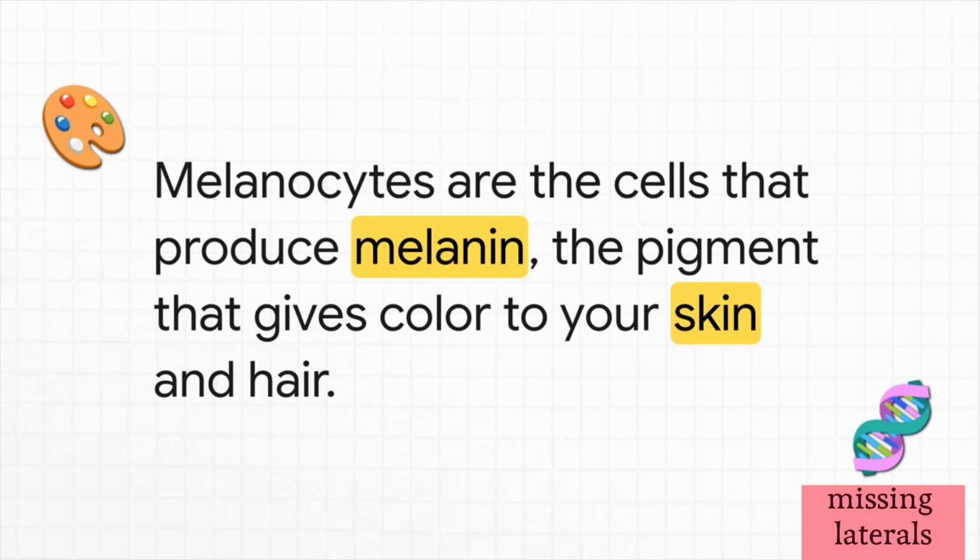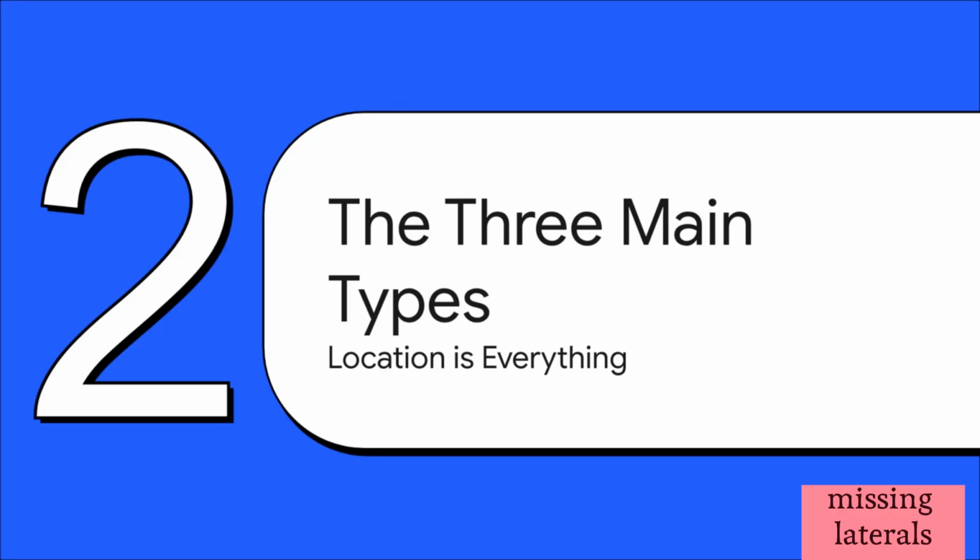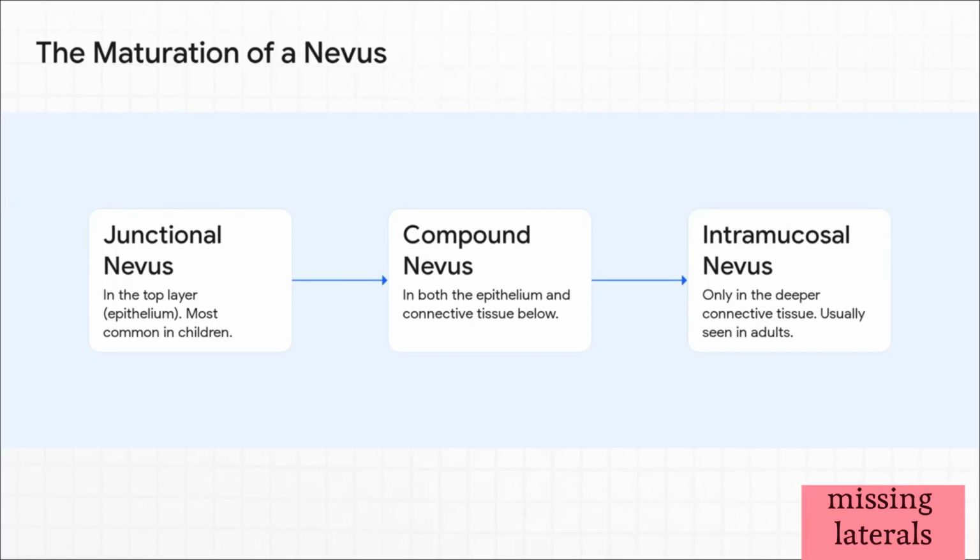So when a little cluster of these factories sets up shop inside your mouth, they can form one of these dark spots, or nevi. Now, here's where it gets a little more interesting. These spots aren't all identical. They actually get sorted into 3 main types. And the big difference between them really just comes down to one thing: location, location, location. You can almost think of it like a life cycle or a maturation process.